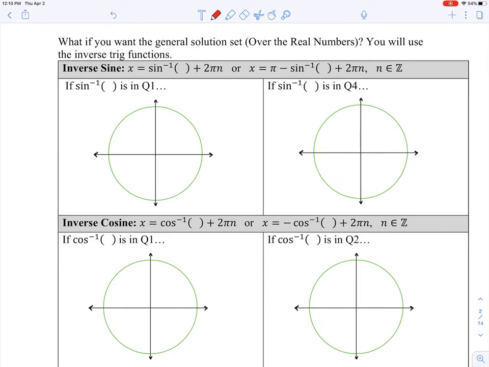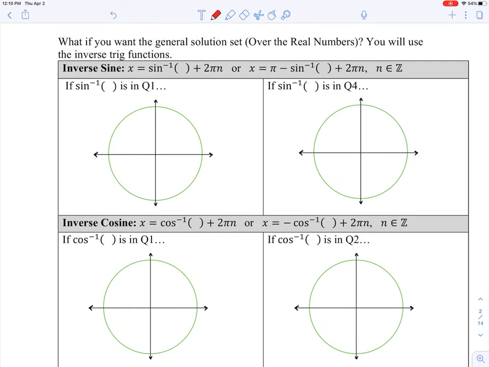And you just have to basically memorize what these general solution sets are for inverse sine, inverse cosine, and inverse tangent. The reason I'm only using inverse sine, inverse cosine, and inverse tangent and not inverse cosecant, inverse secant, and inverse cotangent is because we could use identities to rewrite any trig equation in order to just be able to use inverse sine or inverse cosine or inverse tangent.